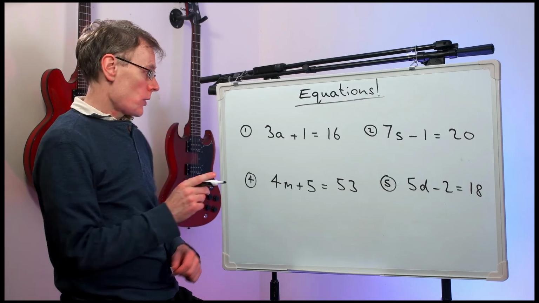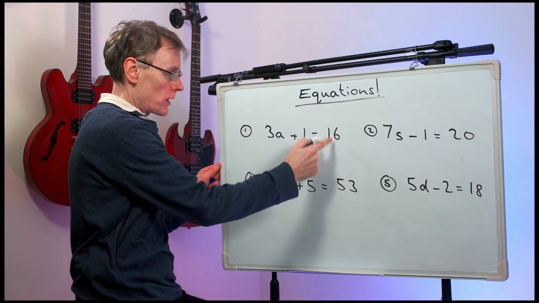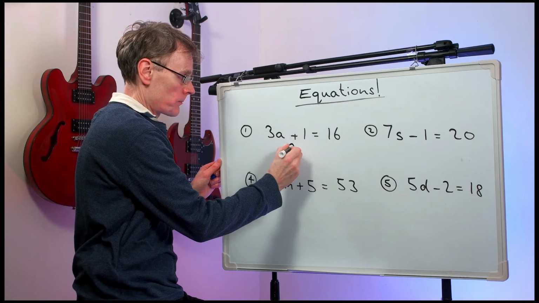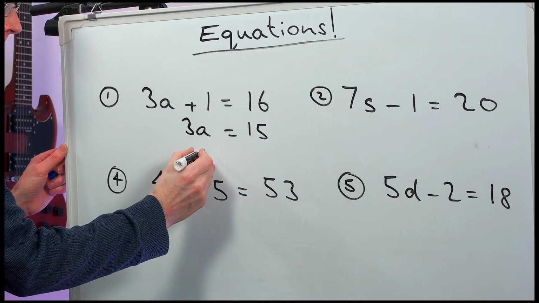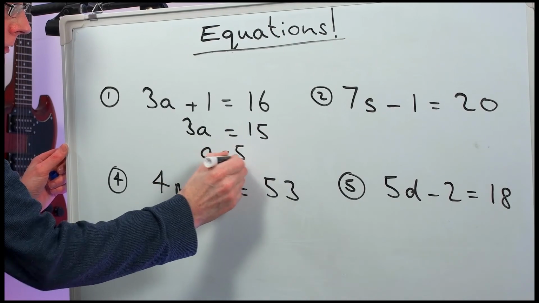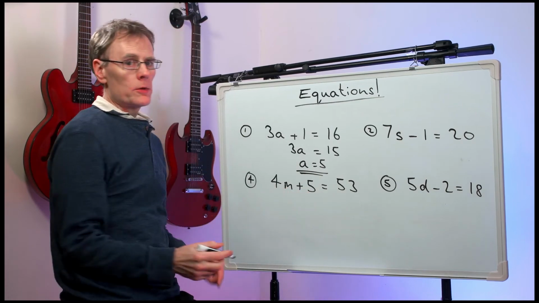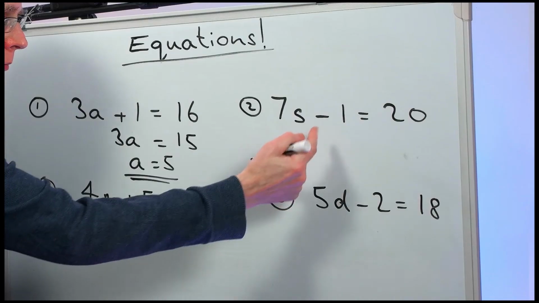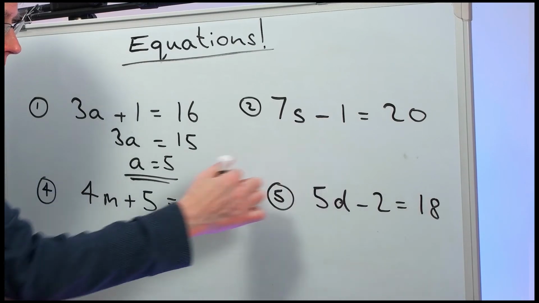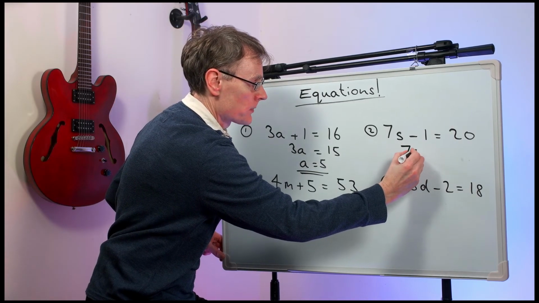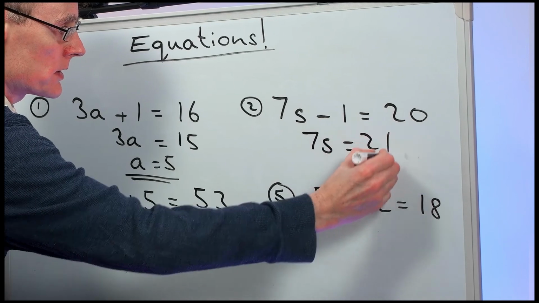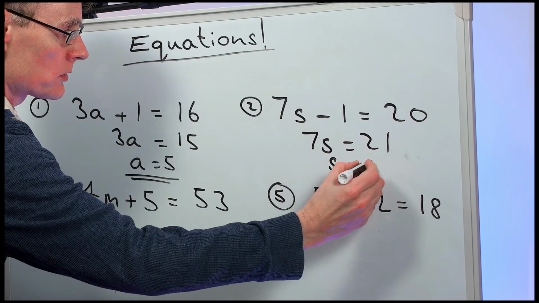Right, answers. Number 1. So we're going to take away 1 from both sides. So 3a equals 15. a equals 5. Number 2. To get rid of that minus 1, we're going to add 1 to this side, so he's going to disappear. So we're going to add 1 to the other side. 7s equals 21, so s equals 3.